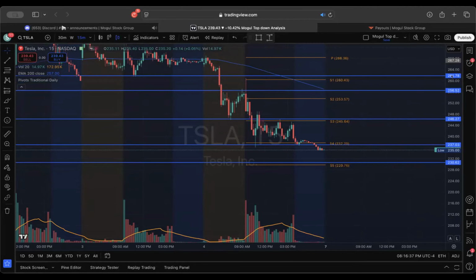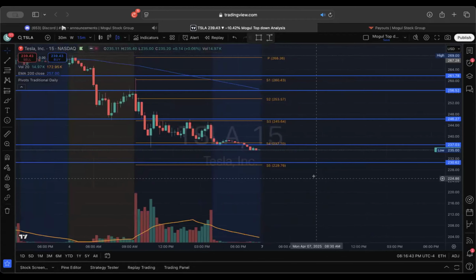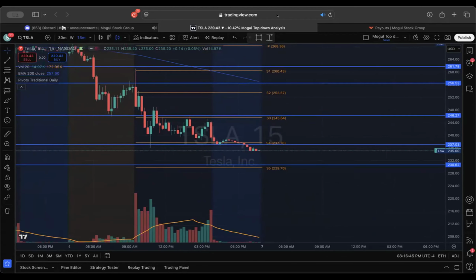Tesla's below 237.70. What's our price target for Tesla for this week? This number right here, 229. Okay, guys, any more questions about any of this top-down analysis or your pivot points? I'll be going over this again in the mentorship and showing you how I take this to the next level and just be banging it out.